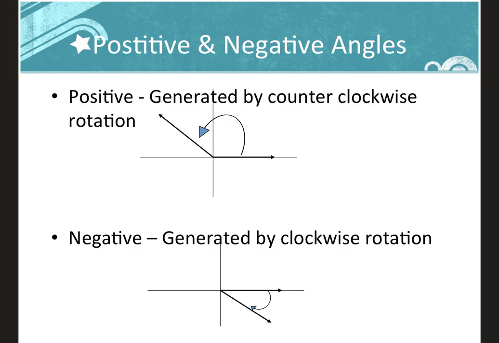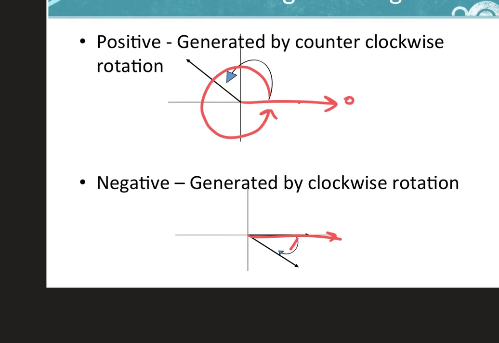Positive, like I just said, is generated by a counterclockwise rotation and negative by a clockwise rotation. So in standard position, an angle will always start at your x-axis on the right-hand side. We would say this is 0, and then it would go around your circle in this way if it's positive. It would start at 0 and go around the circle this way if it's a negative angle.